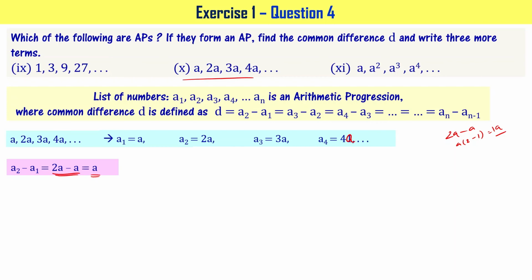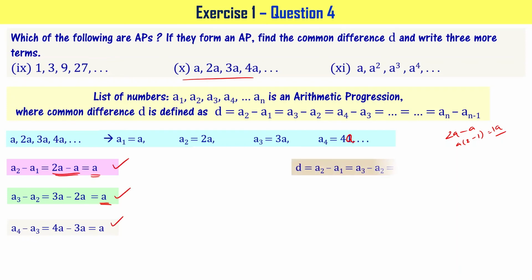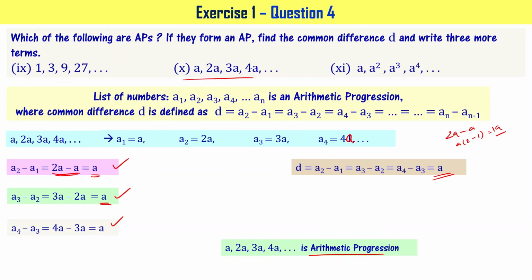Now a3 minus a2, that is 3a minus 2a, right? That is also equal to a. a4 minus a3, that is also equal to a. Now the difference between successive terms is coming out to be a fixed number. That's why you say that the given series is an arithmetic progression and the fixed number or the common difference is a, right? Now using a4 and the fixed number, you are going to write the next term.